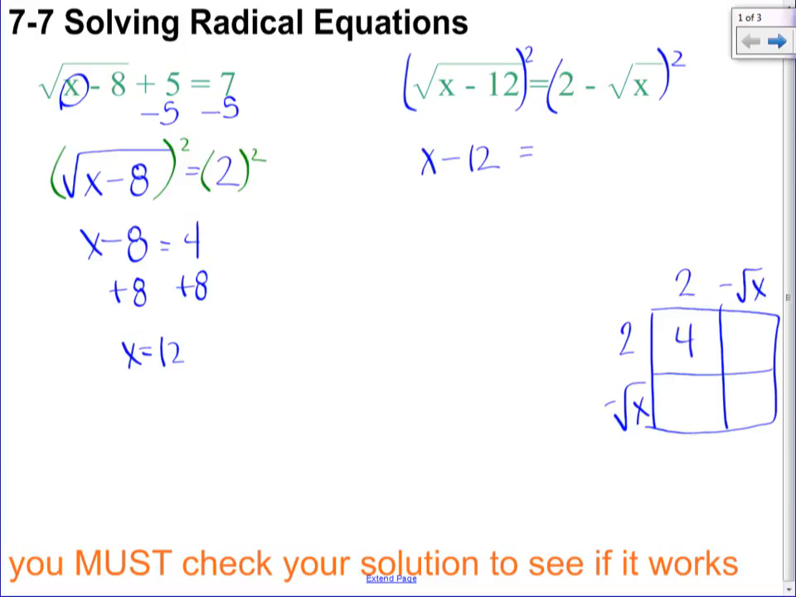So we've got 4. We've got what here? 2 root x. Same thing here. And what about here? Positive x. Square root of x times square root of x is x. Okay, so we've got some like terms here. So if we were to write this out, we've got 4, and then it's minus what? 4 root x plus x. Now what?